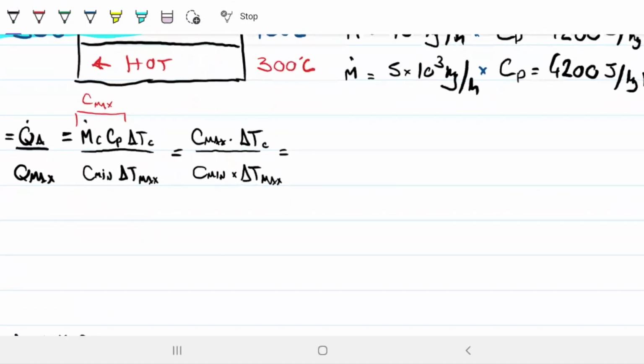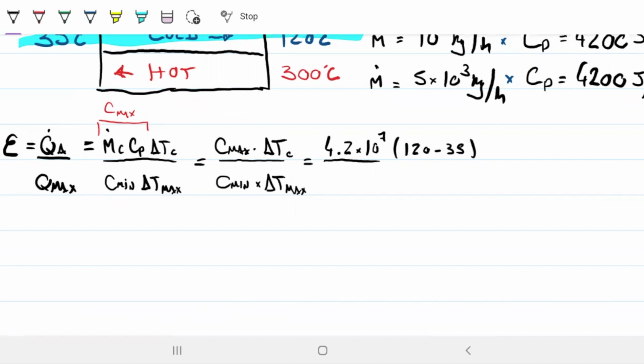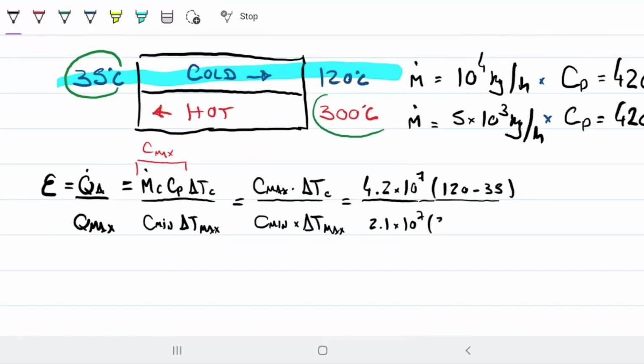Okay, let's zoom in into this bit here. This is, what was it, 4.2 times 10 to the 7. And then delta T for cold is 120 minus 35. And then for the maximum, that was the min, which was 2.1 times 10 to the 7. And the maximum possible delta T I can have is the input of the hot and the input of the cold, right? So 300 minus 35.